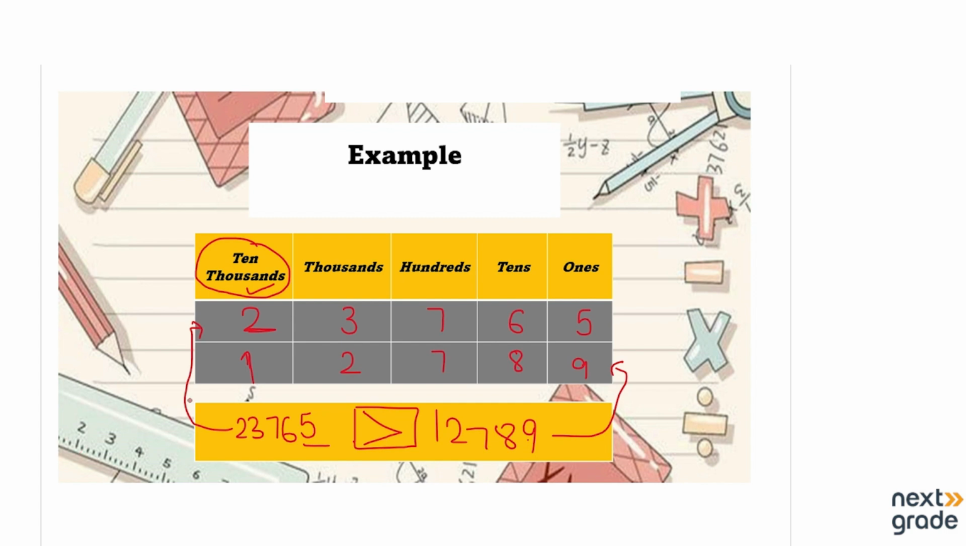There are also some examples in which both numbers are the same. For example, if I write over here 293, then a box, and then 293. In this case, both of the numbers are the same, so I'm going to put the equal to sign. That means this side is equal to this side because they are both the same.